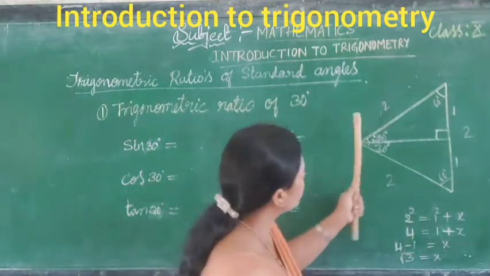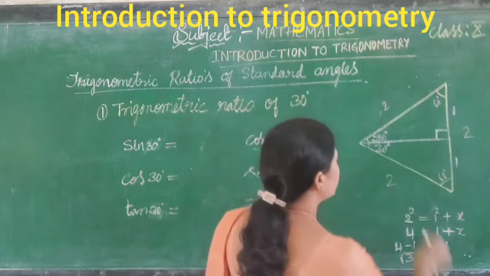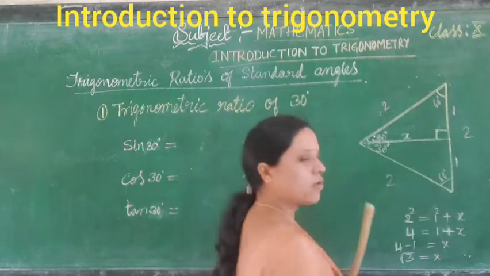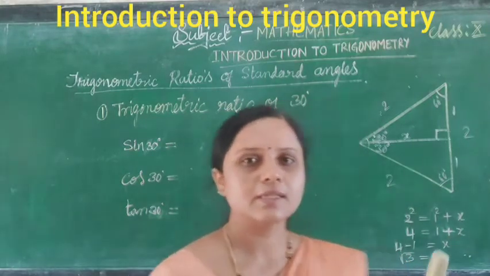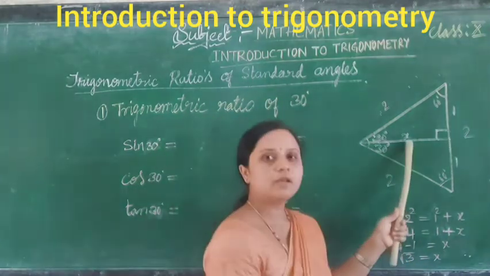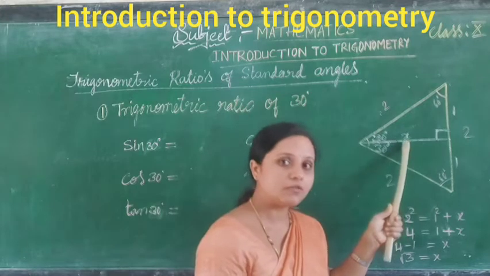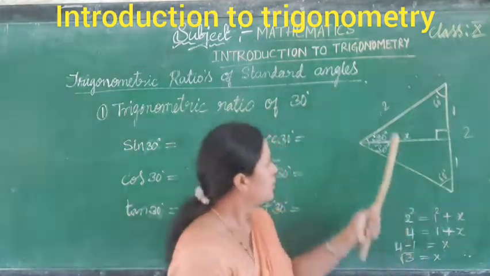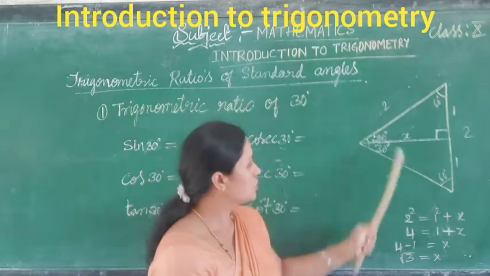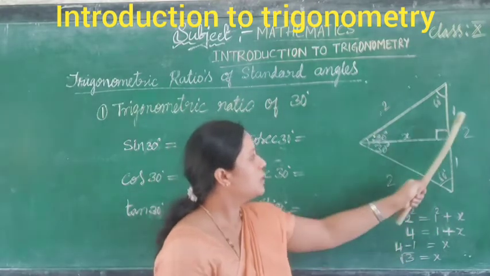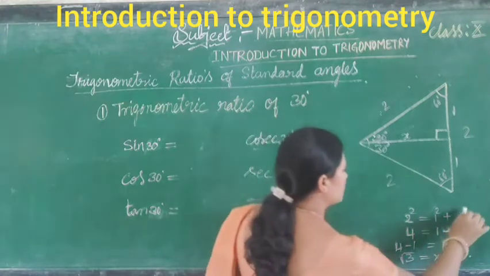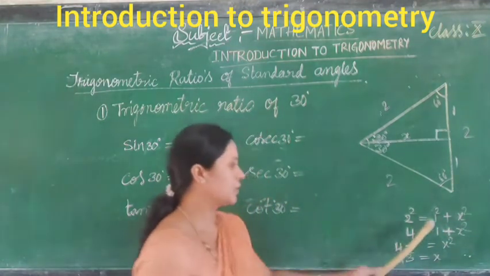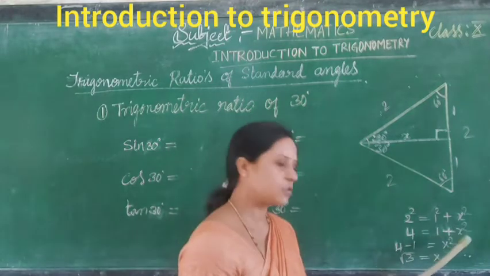So now you can see this one. Here is the base. I will find the value of x. I consider this value as x. So how to find the value of x? It is very easy to find the value of x by using Pythagoras theorem. This is the hypotenuse. So the square of the hypotenuse equals the sum of the squares of the other two sides. So 2 square equals 1 square plus x square.